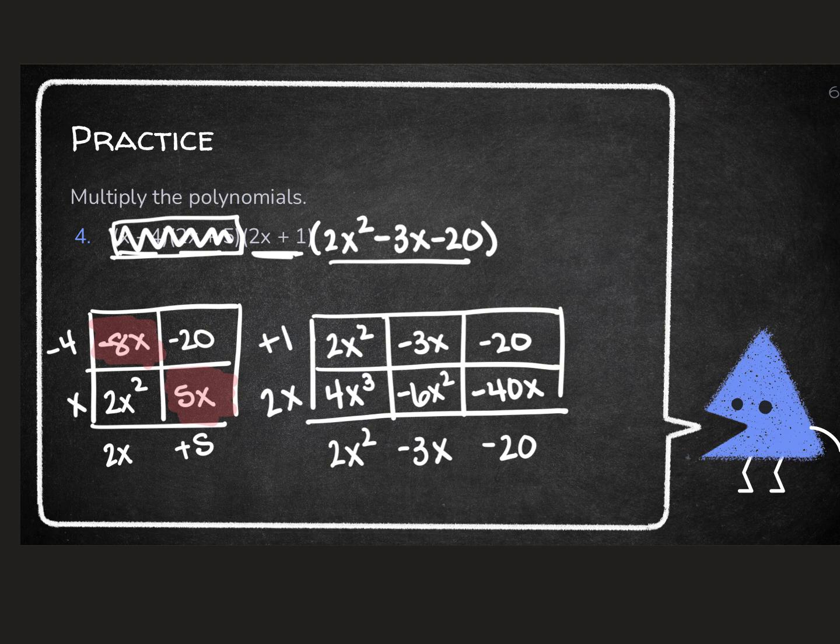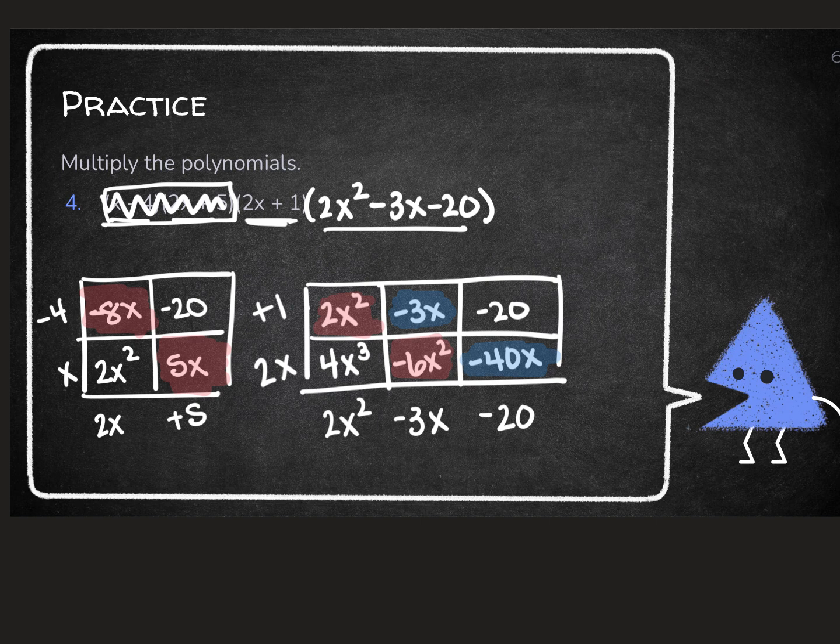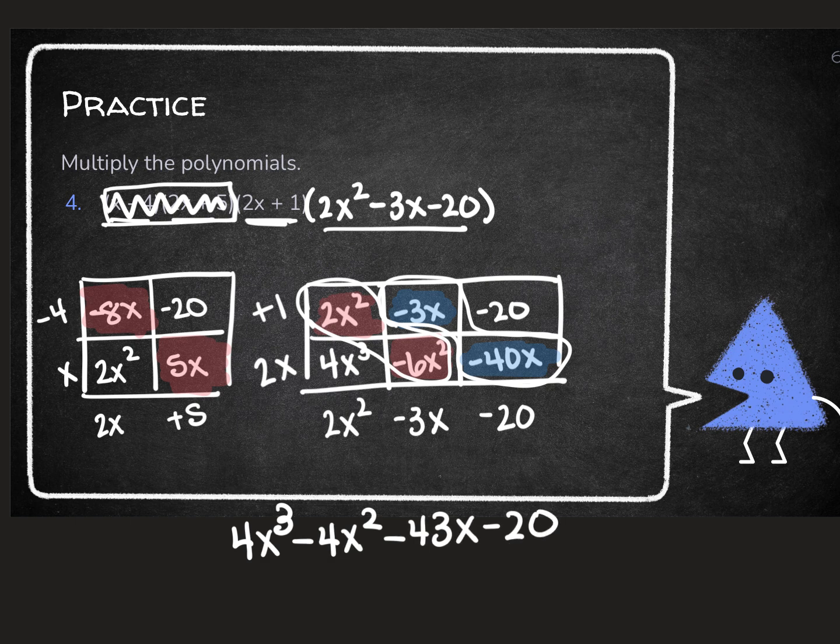So now when I'm looking at these, I see that I have a 2x squared here and a negative 6x squared. I'm going to be able to put those together. And a negative 3x and a negative 40x that I'm going to be able to put together. So for my final answer, I'm going to have a 4x to the third. I'm going to combine those x squareds, so I'm going to end up with a negative 4x squared. I'm going to combine these x's, so I'm going to end up with a negative 43x and then minus 20.